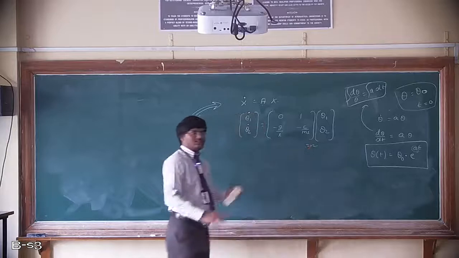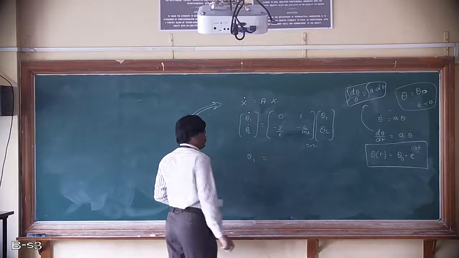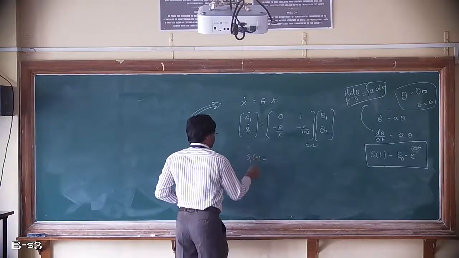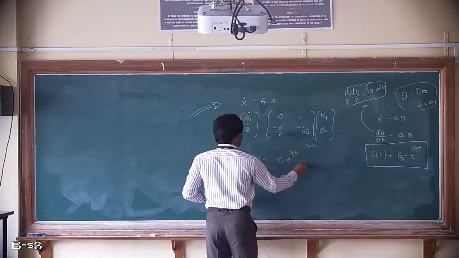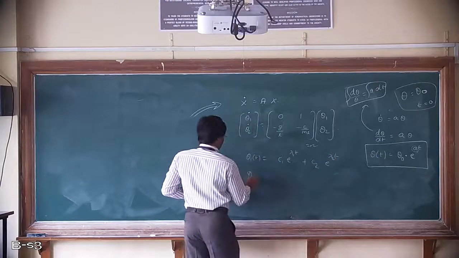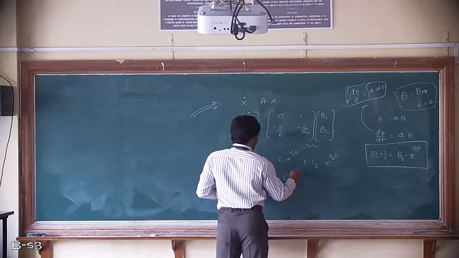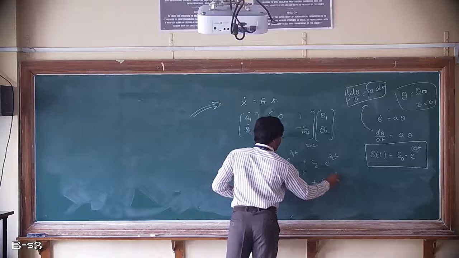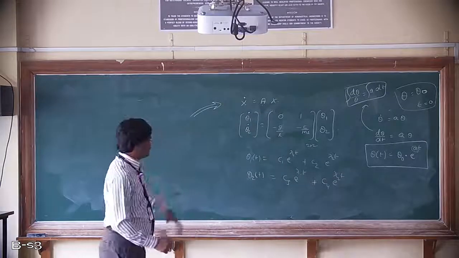So if you solve this, generally you will find a solution like this: theta 1 of t is equal to c1 into e power lambda 1 t plus c2 into e power lambda 2 t, and theta 2 of t is equal to c3 into e power lambda 1 t plus c4 into e power lambda 2 t. Your solution will be like this somehow.